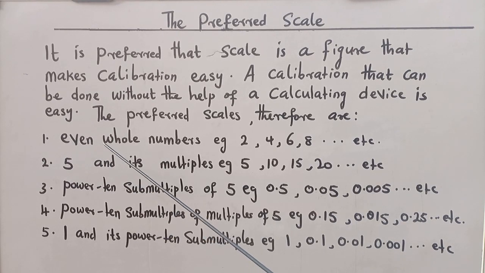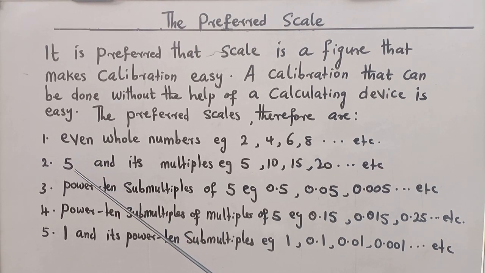1. Even whole numbers. Examples are 2, 4, 6. For instance, if your scale is 2, I'm sure that if you write 2, the next one is 4, the next one is 6, the next one is 8, the next one is 10, 12, 14, 16, and in that manner. We don't have to punch a calculator before getting the next value for the next interval. This is why even numbers are highly and widely acceptable.